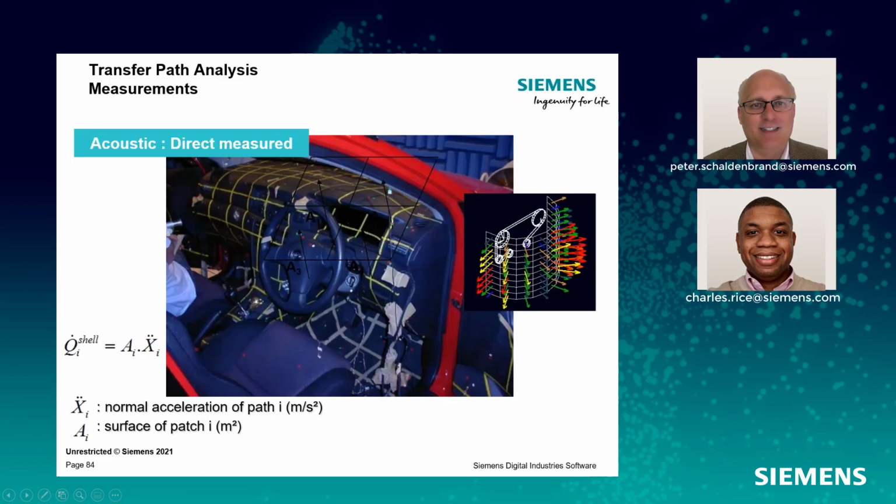Here's an example of what an airborne TPA can look like, where in this case they made the cut as the panels inside a cabin, and they wanted to know which panel was radiating the most noise. What do you think, Charles? Does that look like fun?